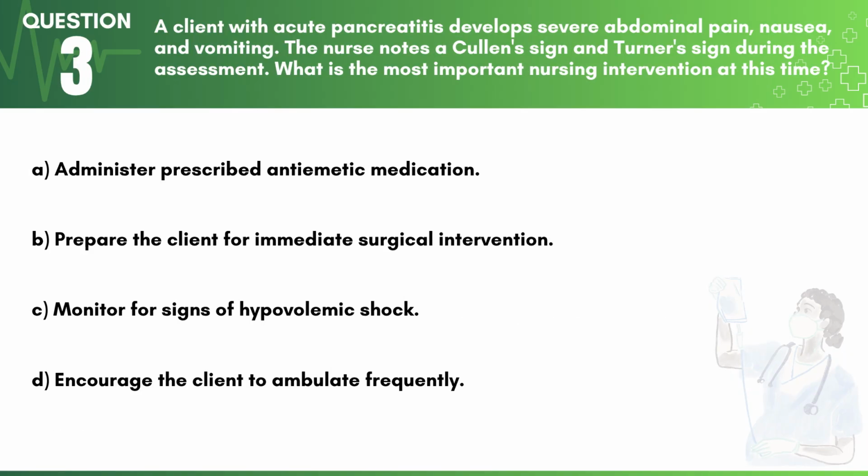Question 3. A client with acute pancreatitis develops severe abdominal pain, nausea, and vomiting. The nurse notes a Cullen's sign and Turner's sign during the assessment. What is the most important nursing intervention at this time? A. Administer prescribed antiemetic medication. B. Prepare the client for immediate surgical intervention. C. Monitor for signs of hypovolemic shock. D. Encourage the client to ambulate frequently.